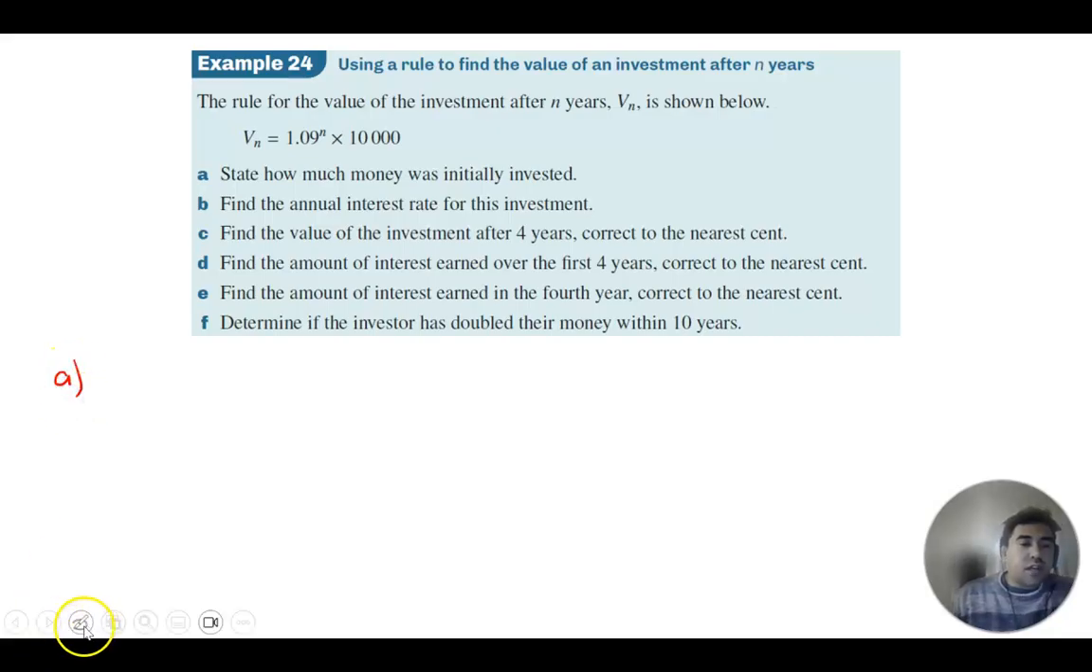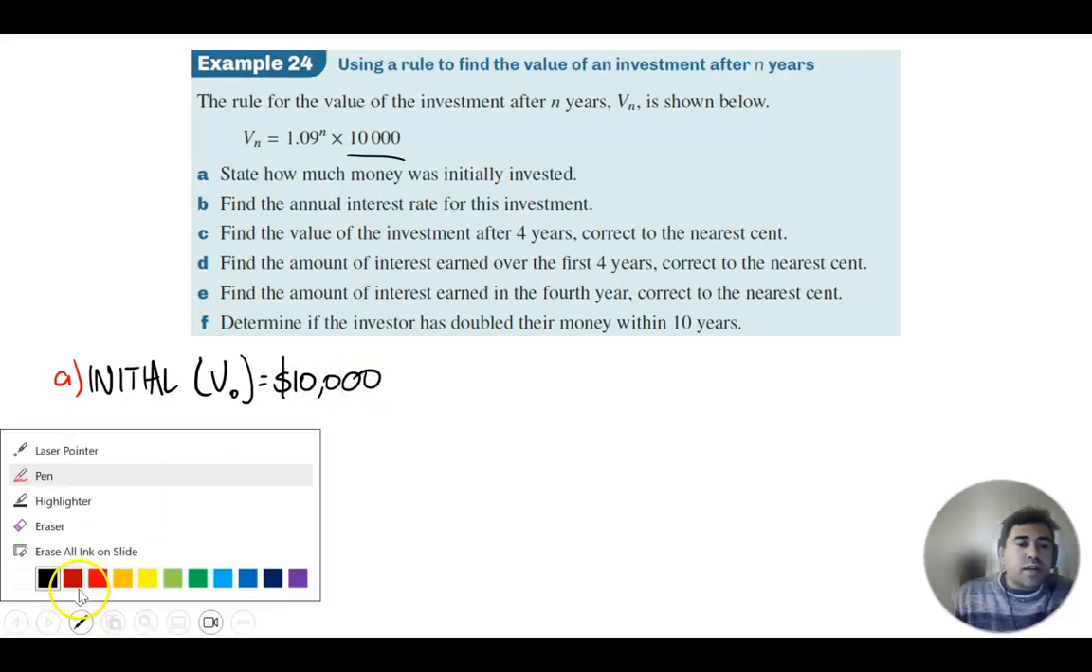The first question is asking what is the amount of money that's initially invested. This can be determined by this value here. So the initial amount, V of 0, is equal to $10,000.